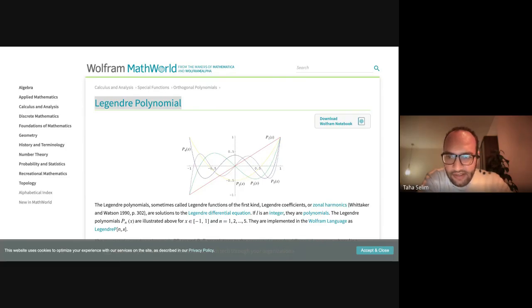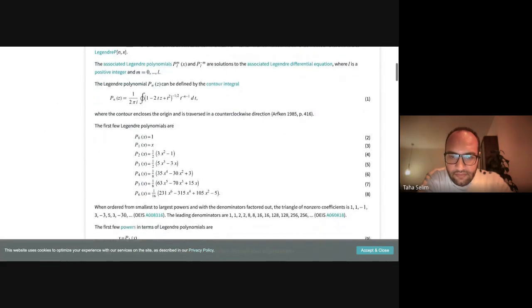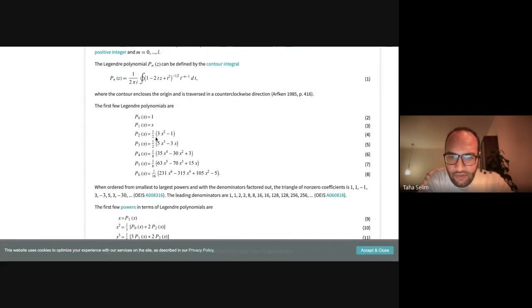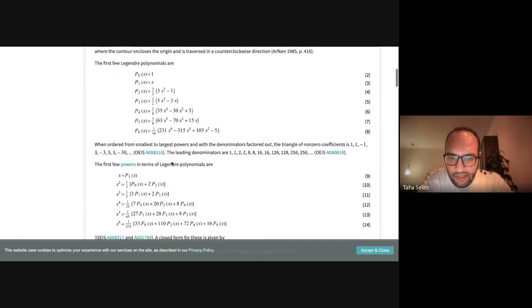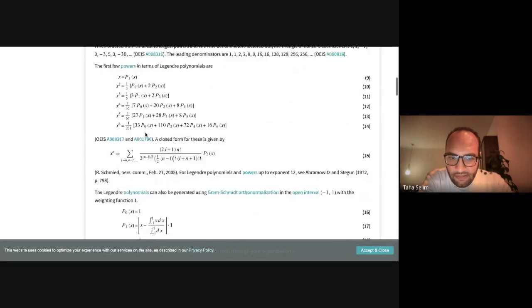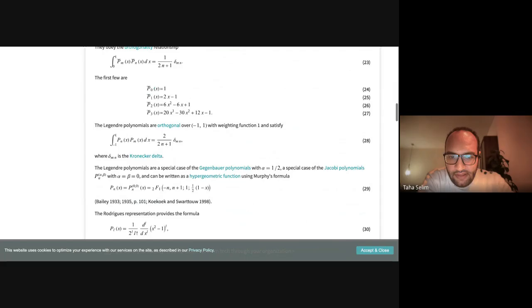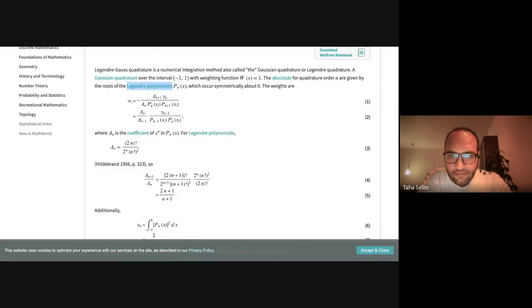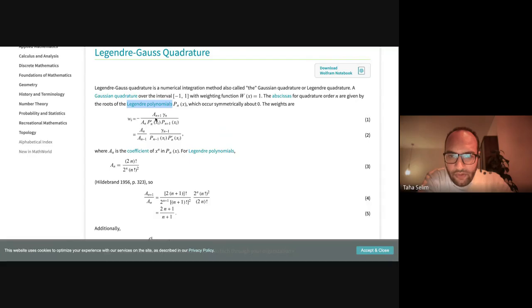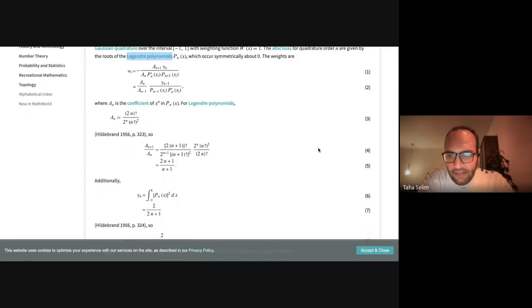So if I make it like this, then you sort of have these polynomials, and these are the points. Then you get the weights from here, from the normalization of this function that is multiplied by the polynomial. Okay, so this is for this.